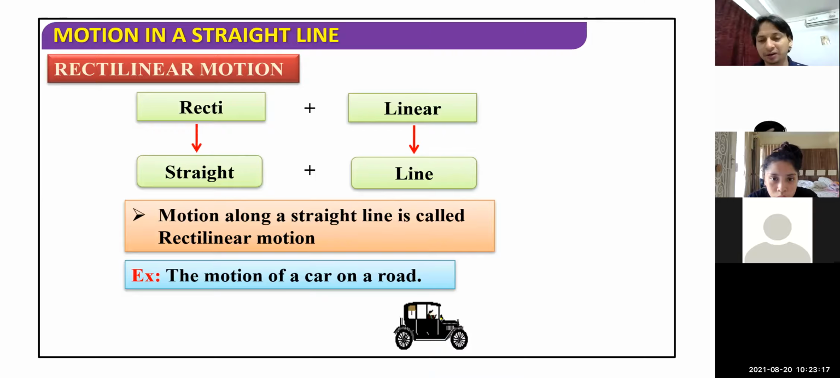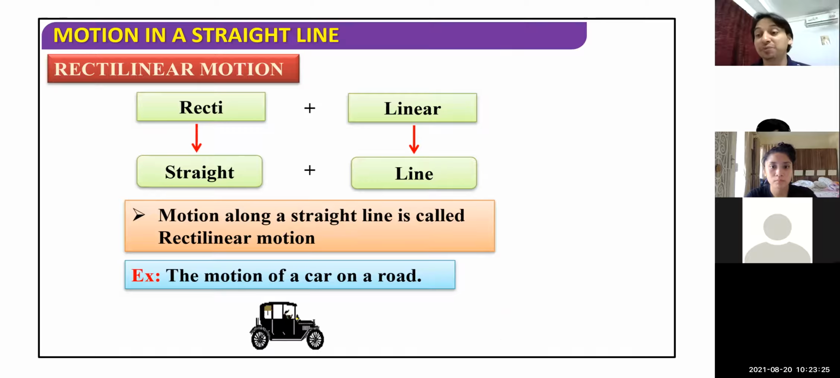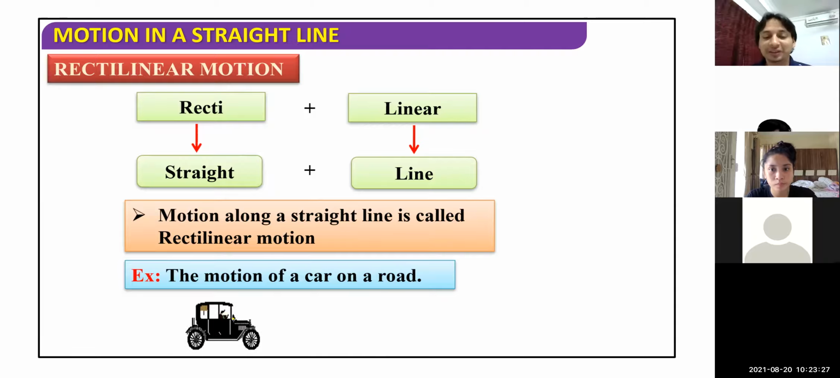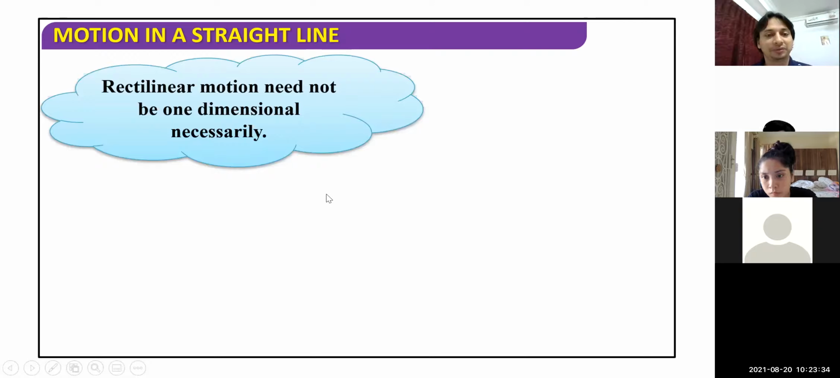This is a car or rickshaw, a motor car or old car, 18th century car, and it is moving in a straight path. So it is a rectilinear motion. Now another one. Rectilinear motion need not necessarily be a 1-dimensional motion.